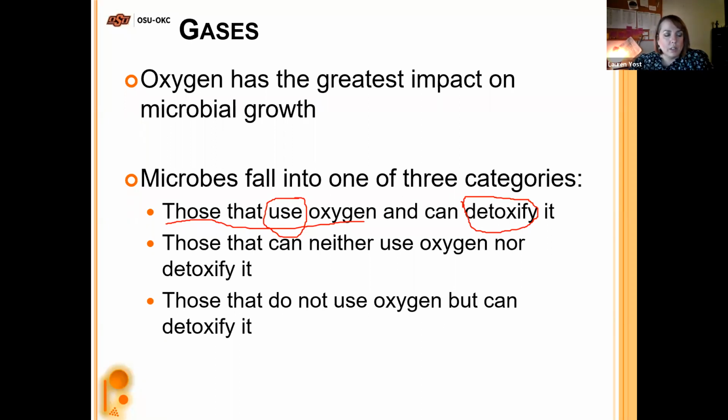Then there's the ones that can't do either. They can't use oxygen and they can't detoxify it. Those are the anaerobic. It says not aerobic. So they do not use oxygen. No oxygen for those guys. Then we have those that do not use oxygen, but can detoxify it.